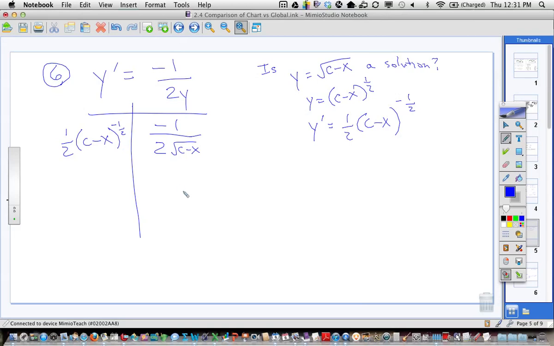Are those the same? If I bring this down to the bottom, one's negative and one's not. So they're not the same. However, we did something wrong. Well, we didn't do anything wrong. We just didn't do enough.